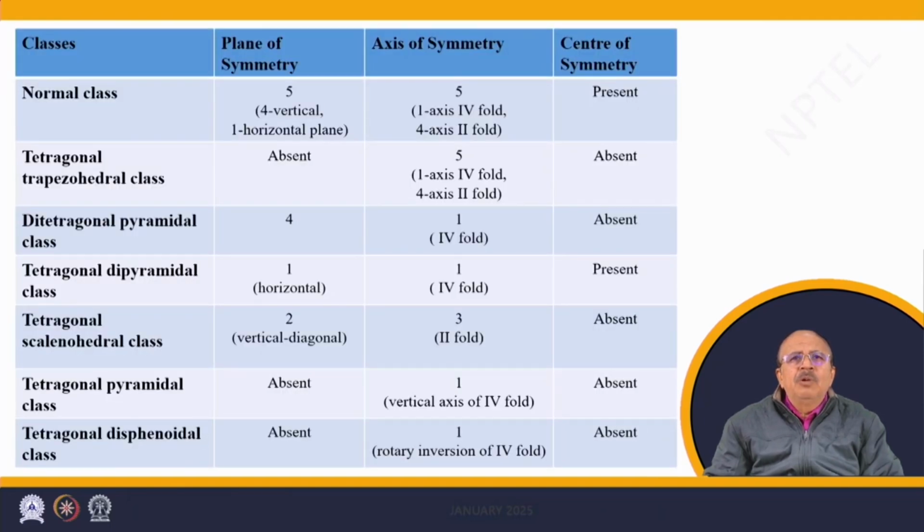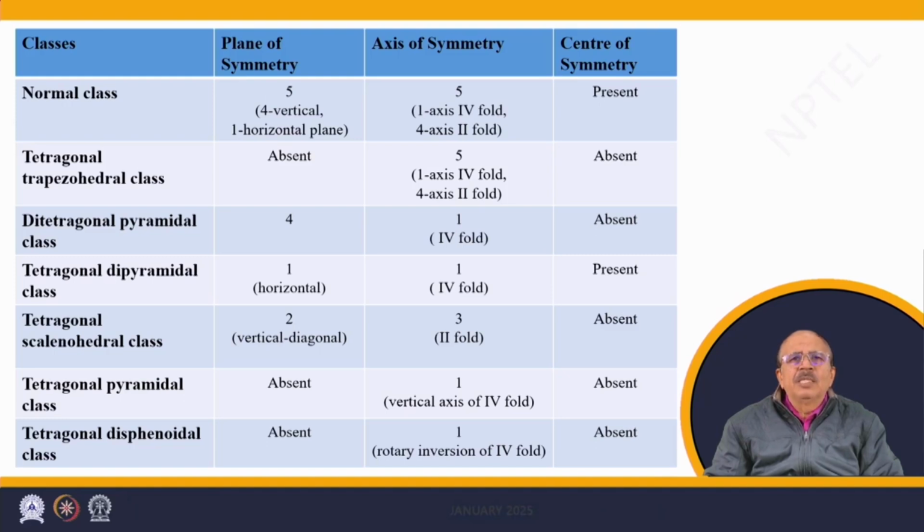And the details about the plane of symmetry, axis of symmetry and center of symmetry you can see in this table, where the normal class contains 5 planes of symmetry, 5 axes of symmetry and center of symmetry present. In tetragonal trapezohedral class the plane of symmetry absent, axis of symmetry remains 5 and the center of symmetry absent. Ditetragonal pyramidal class the plane of symmetry is 4, axis of symmetry 1 and the center of symmetry absent.